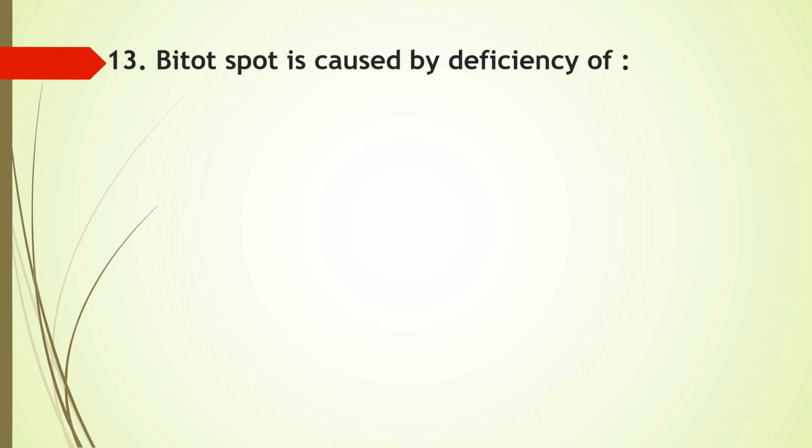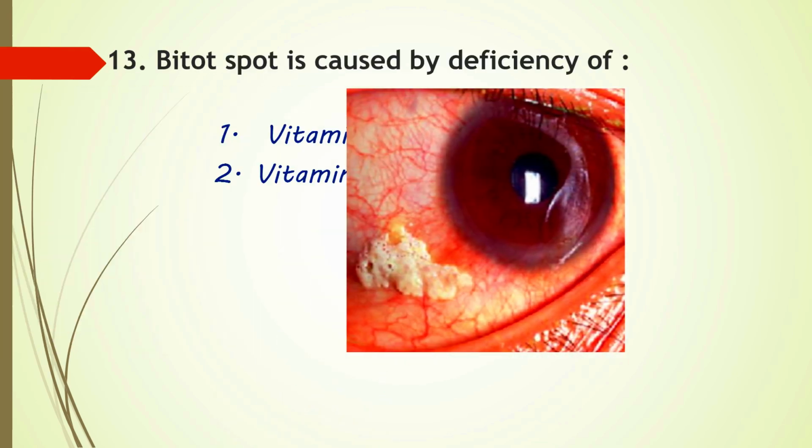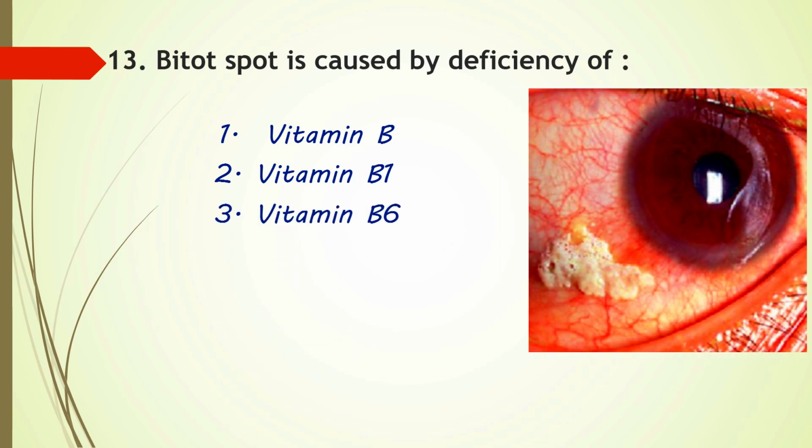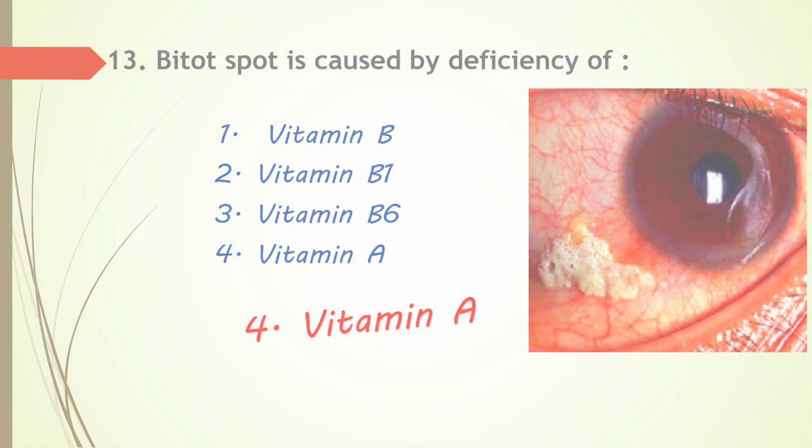Question number 13, Bitot's spot is caused by the deficiency of: vitamin B, vitamin B1, vitamin B6, or option 4, vitamin A. Yes, the Bitot's spot, a foamy triangular patch on the white of the eye, is a classic sign of severe vitamin A deficiency. So here option 4 is the correct answer.